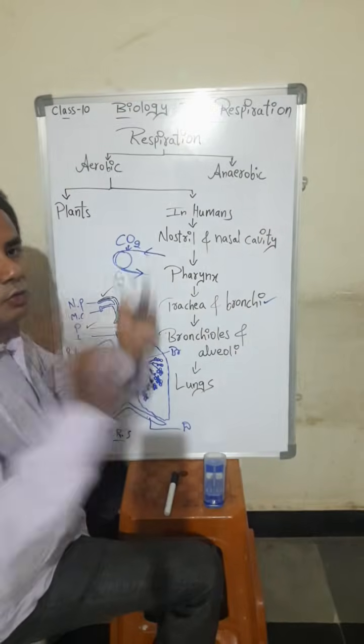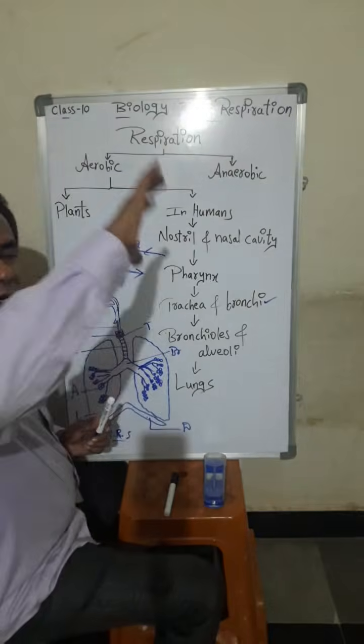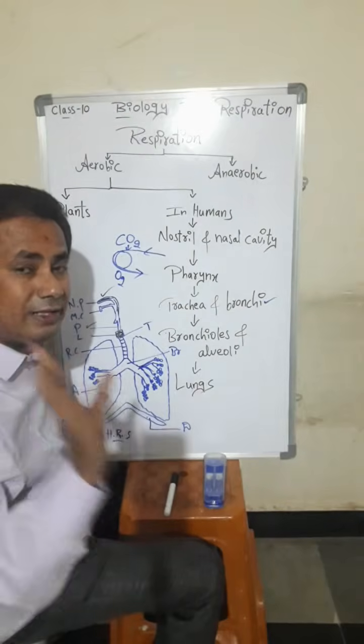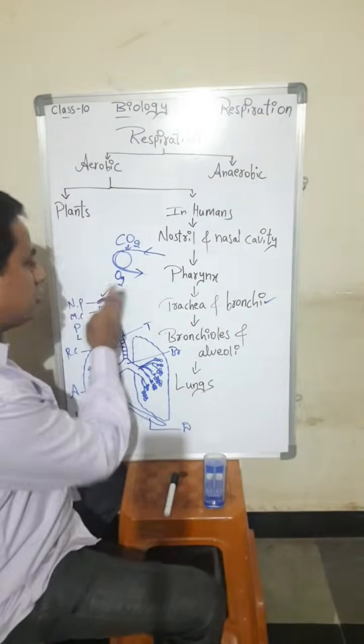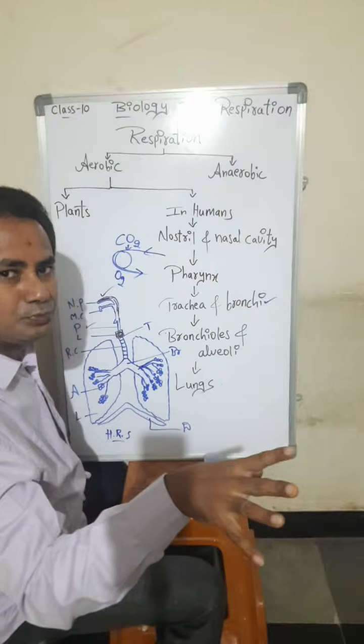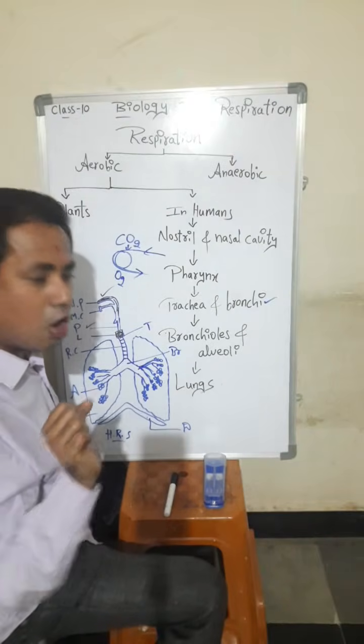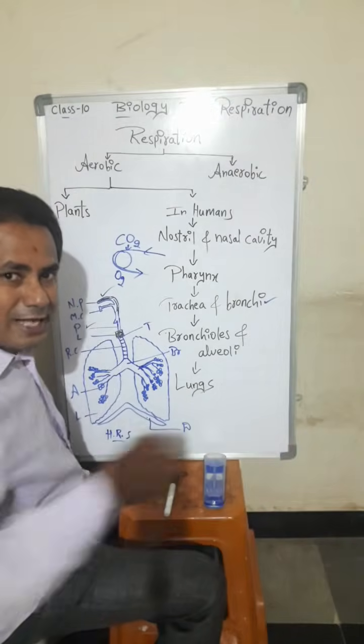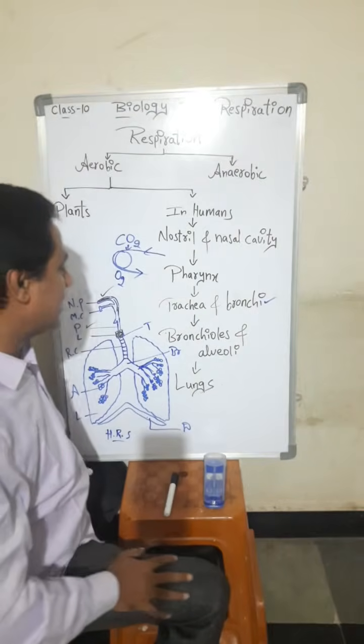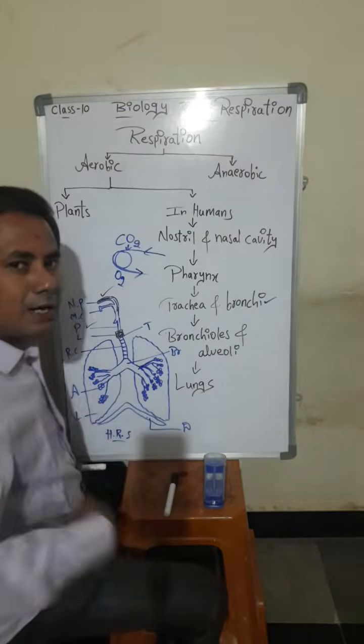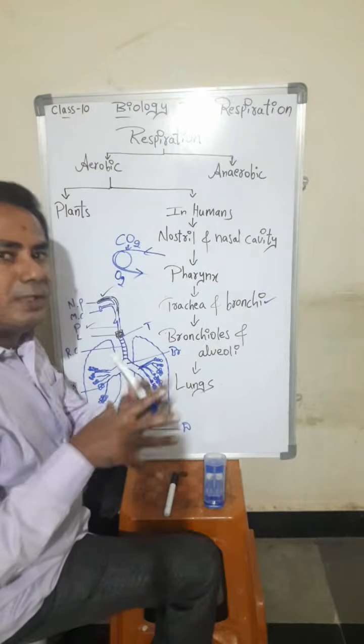The heart will pump the blood, and the blood will reach all the cells, and it will give oxygen. The blood gives oxygen, and again it takes back carbon dioxide, and that carbon dioxide is again coming to the heart. The heart will pump that blood.